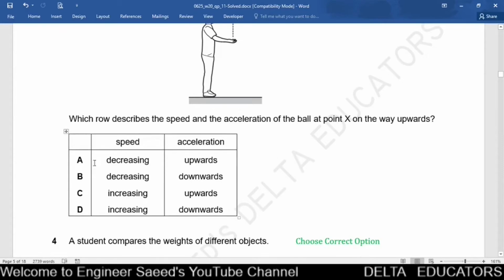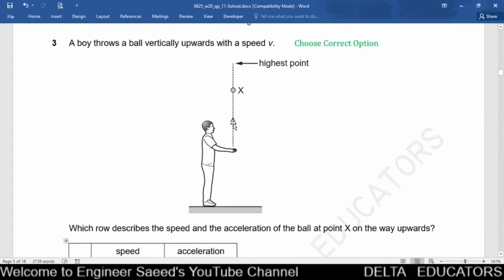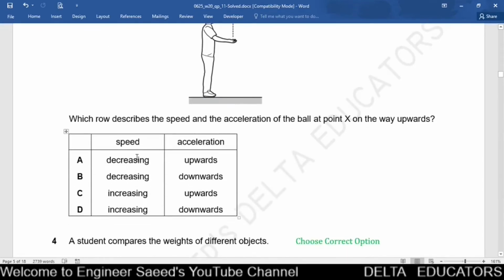Okay, first we check options here. Here we have two columns. In the first column we have speed. In the second column we have acceleration. In the column of speed, in A and B it is given decreasing. In C and D it is given increasing. It is discussed here when it is moving in the upward direction its speed is decreasing. So our possible options will be A and B.